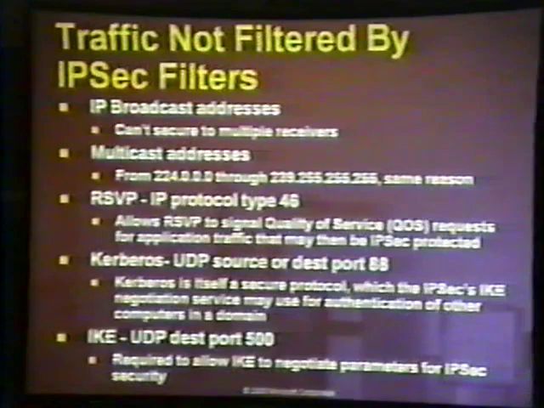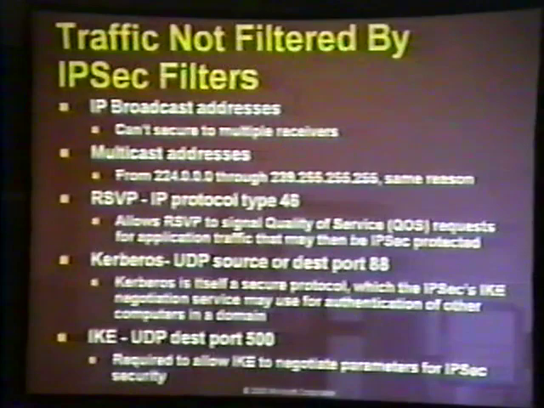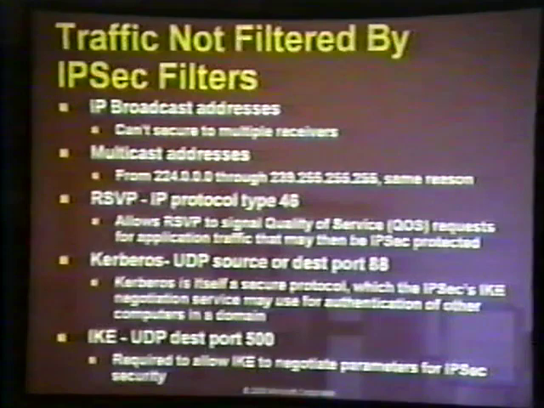RSVP. RSVP is the resource reservation protocol used by QoS. And we do support DiffServ-enabled IPsec traffic. Okay, so if you have a QoS-enabled application, that's quality of service, right? You're doing basically prioritization, IP header prioritization using the DiffServ code point in the IP header in your network. If you were doing that for some traffic type, then RSVP is allowed outside because RSVP has to talk to all the routers. And you don't necessarily know in advance who you need to talk to with RSVP. So it's exempt by default. It's IP protocol type 46.